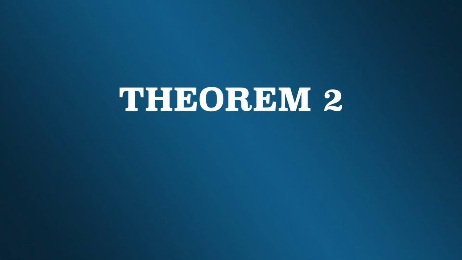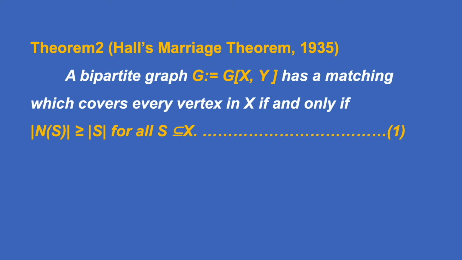Let us see a theorem now. Theorem 2. This is called Hall's marriage theorem. This was proved in 1935. The statement goes: a bipartite graph G equals G of X, Y has a matching which covers every vertex in X if and only if the cardinality of N of S is greater than or equal to the cardinality of S for all S which is a subset of X.